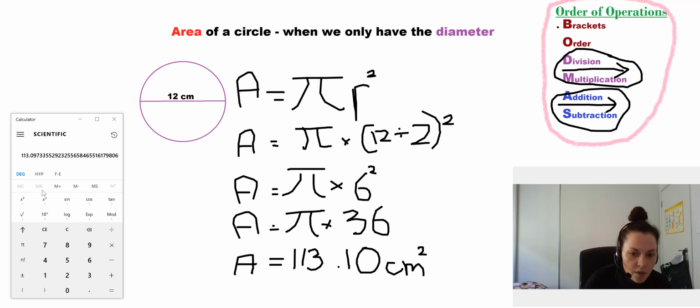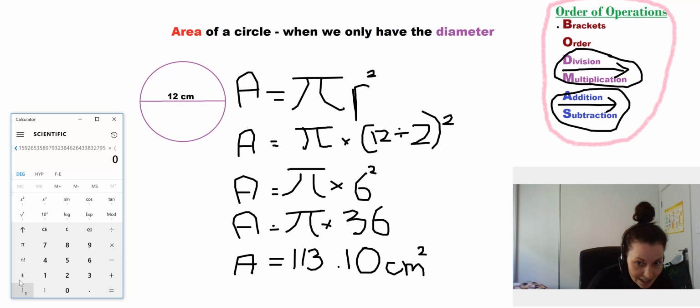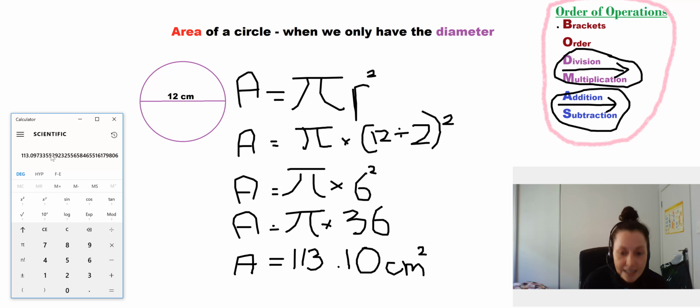Okay, so we would effectively just put it in just like what we can see here. So I'm just going to cancel out of that. So I'm going pi times bracket 12 divided by 2 bracket to the power of 2 equals. Okay, so we're getting the same answer. It's just really important that we understand.